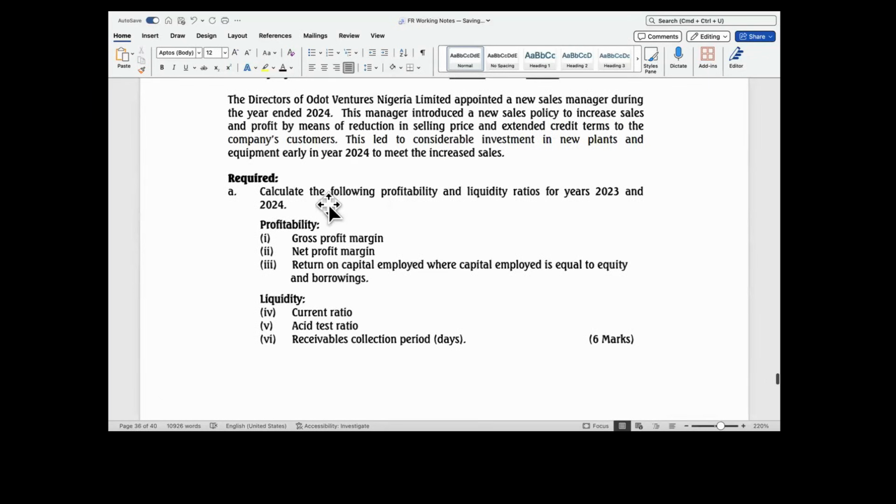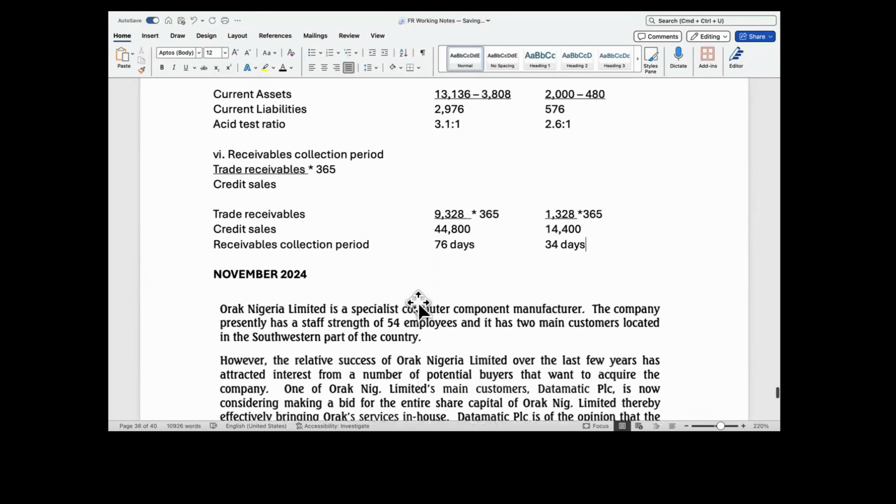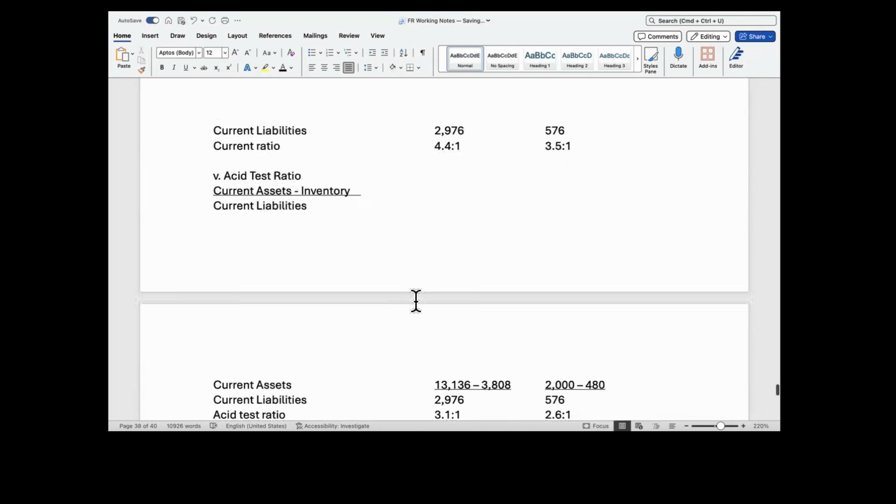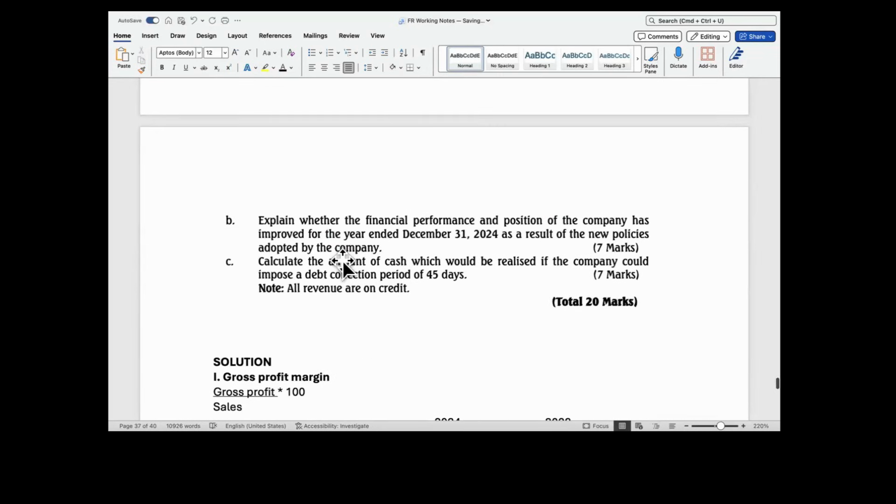I still can't believe that they asked us to do 6 ratios for 2 years just for 6 marks. It's okay. Please, we are done with it now.